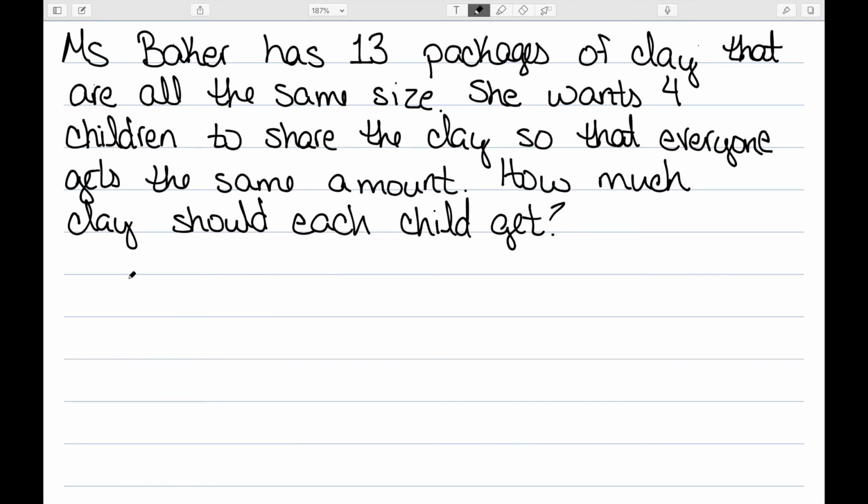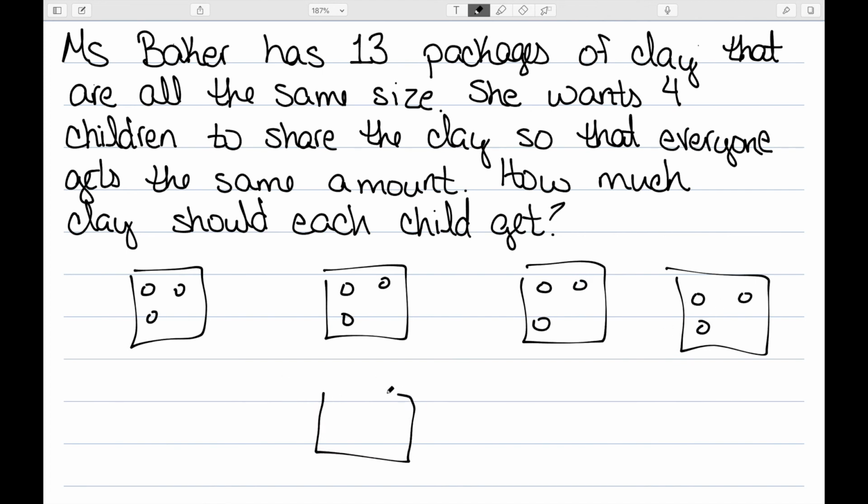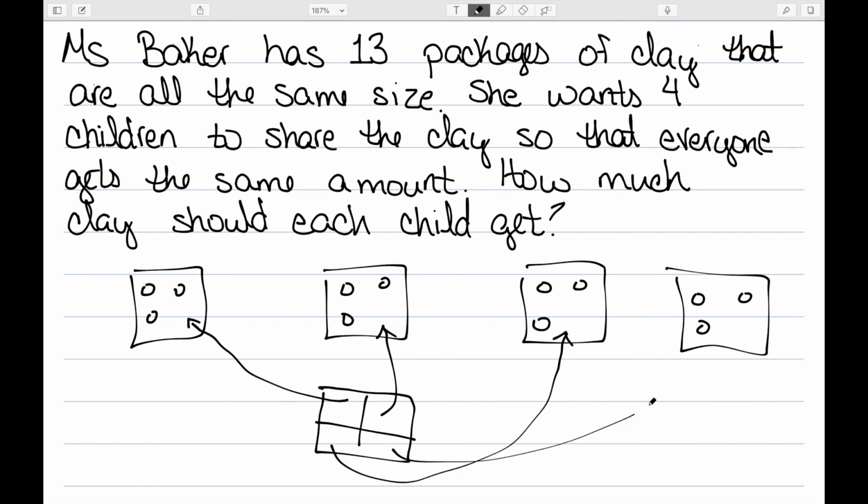Well, we have 4 children, and 13 packages. So each child could get 3 packages, and that accounts for 12. We have 1 package left over that we could then break into 4ths, and each child could get a piece. So the answer would be that each child would get 3 1/4.